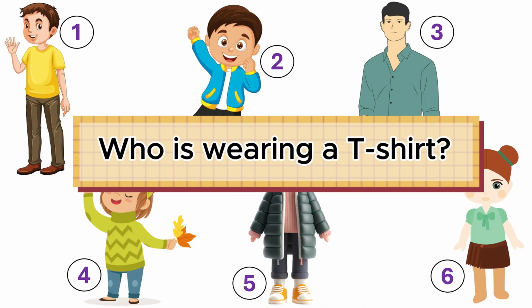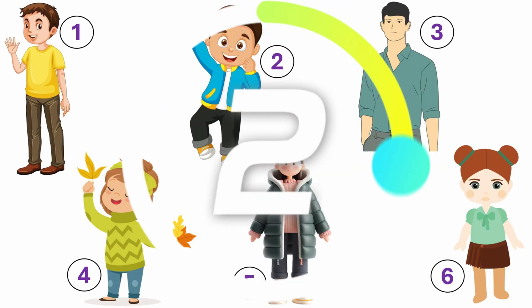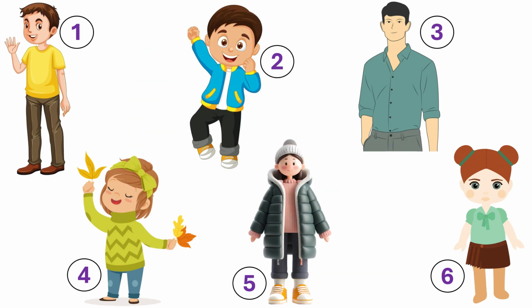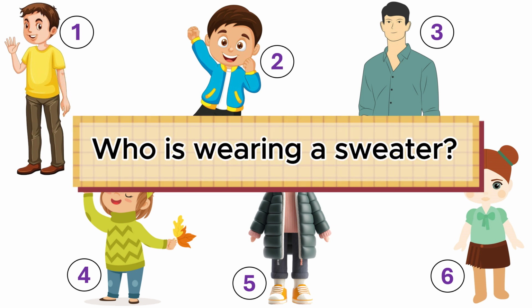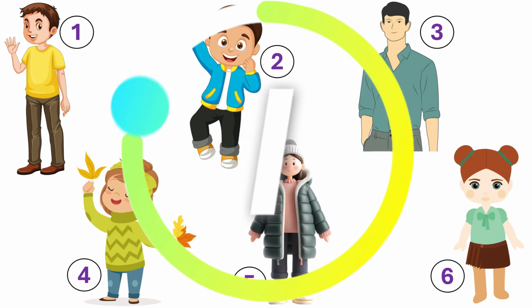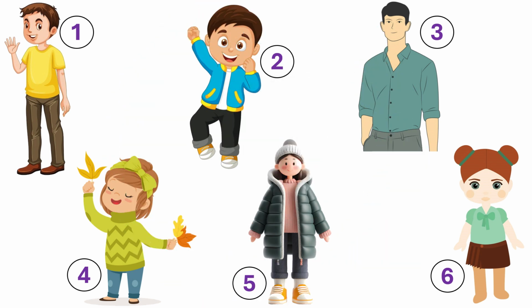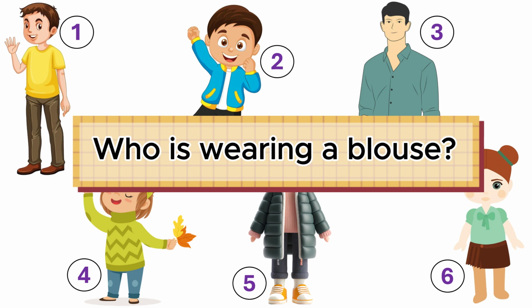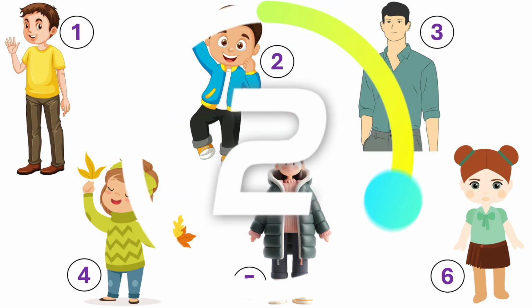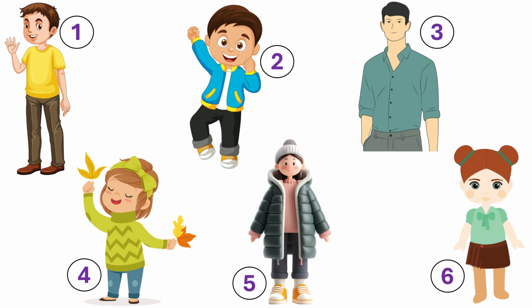Who is wearing a T-shirt? Number 1. He is wearing a T-shirt. Who is wearing a sweater? Number 4. She is wearing a sweater. Who is wearing a blouse? Number 6. She is wearing a blouse.